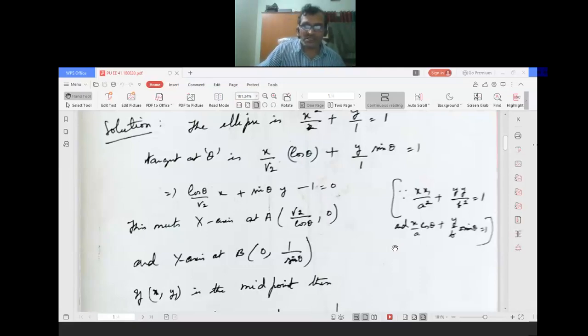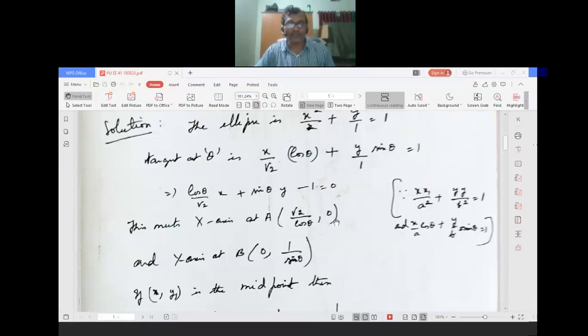Okay, what happens here now is cos theta by root 2 into x plus sin theta into y minus 1 equals 0. Okay, this is the line ax plus by plus c equals 0. Now this line meets the x-axis when y is 0. So if I put y is 0, I can get x, a very simple calculation. I get x as root 2 by cos theta. So root 2 by cos theta comma 0 is the point on the x-axis.